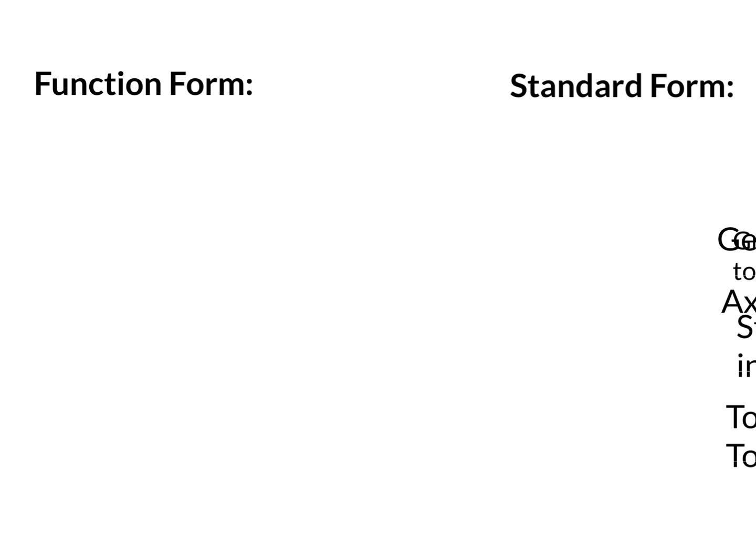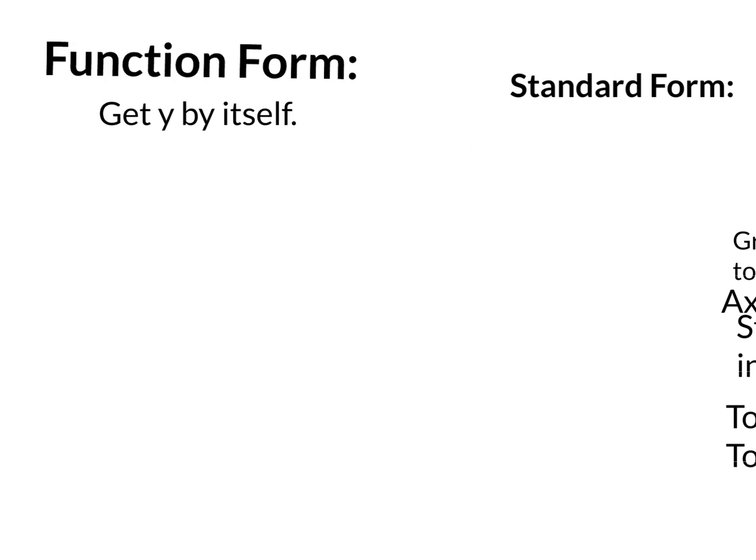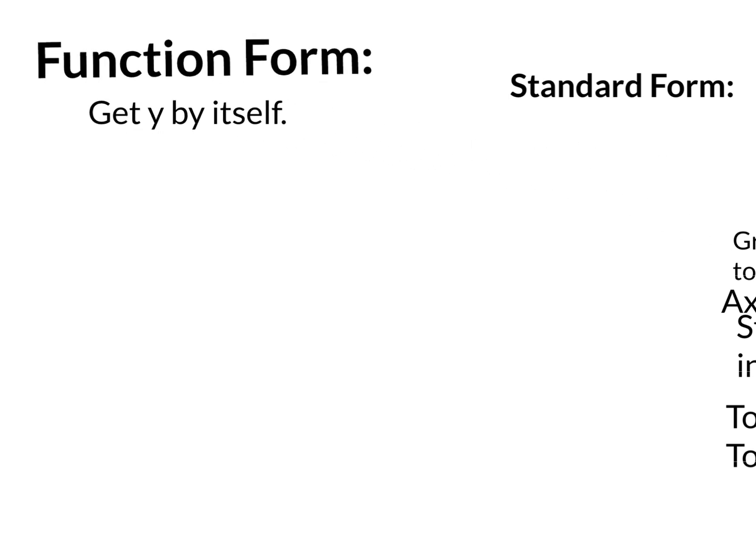So far, we've learned about function form and standard form. Remember, the word form simply means how information is organized, all right? So what is function form? Anybody? What's function form? Y equals, right? Function form is when you get y by itself. Okay, so function form is getting y by itself.